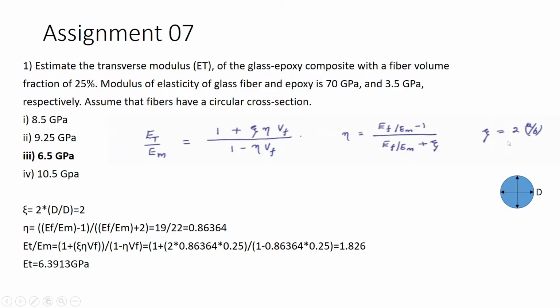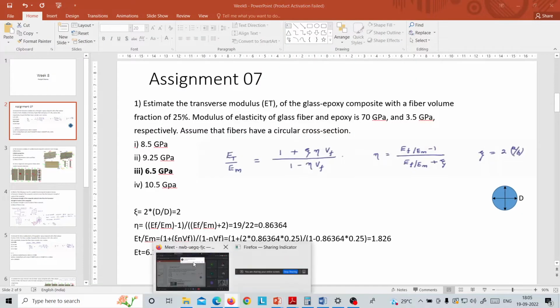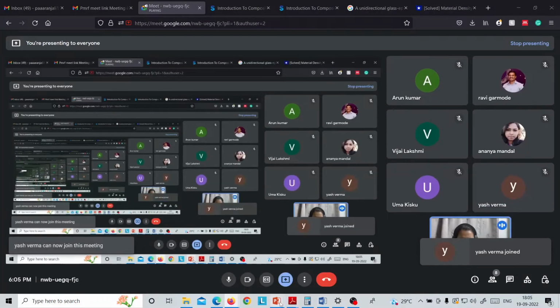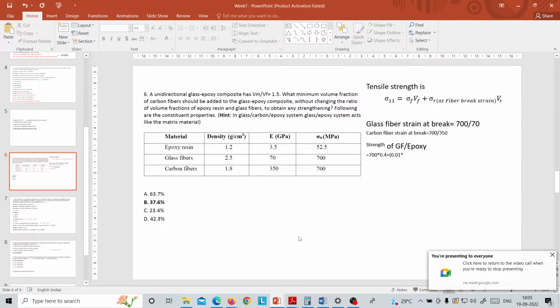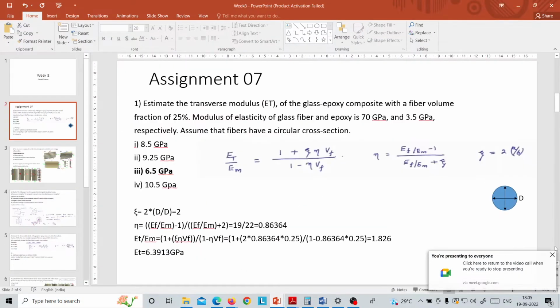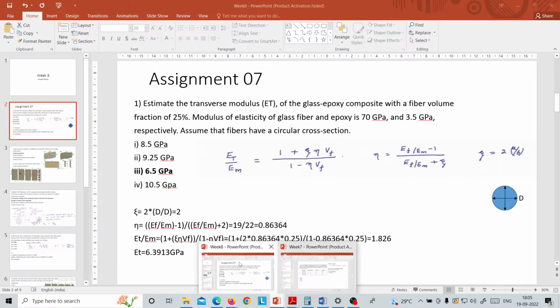This epsilon value is 2 because in case of circular cross sections, A and B, that is the dimensions of the fiber cross section, are the same. That's why A by B would be 1 and epsilon value would directly be taken as 2. So once we put this into this formula, we get the value of Et by Em to be 1.86. We multiply it by Em and we get Et to be 6.39, which is close to the third option, that is 6.5.